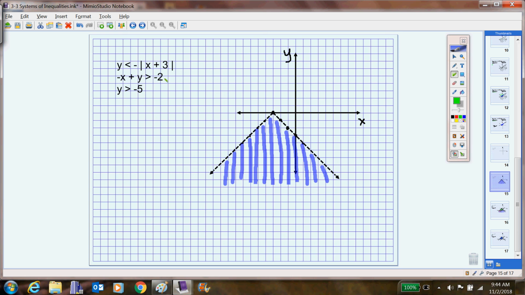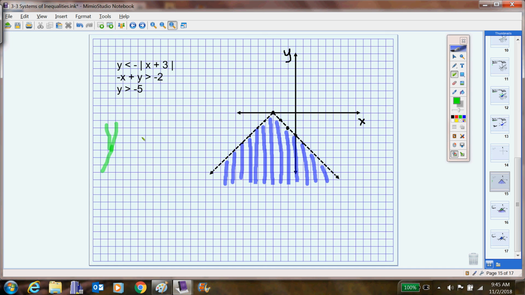This one, what's our shape going to be for this one? A line. So solve it for y to get it in mx plus b form, and you get y equals x minus 2. So y equals x minus 2. When we have that, you know how to graph that one. Don't forget what's the slope when you have y equals x minus 2.